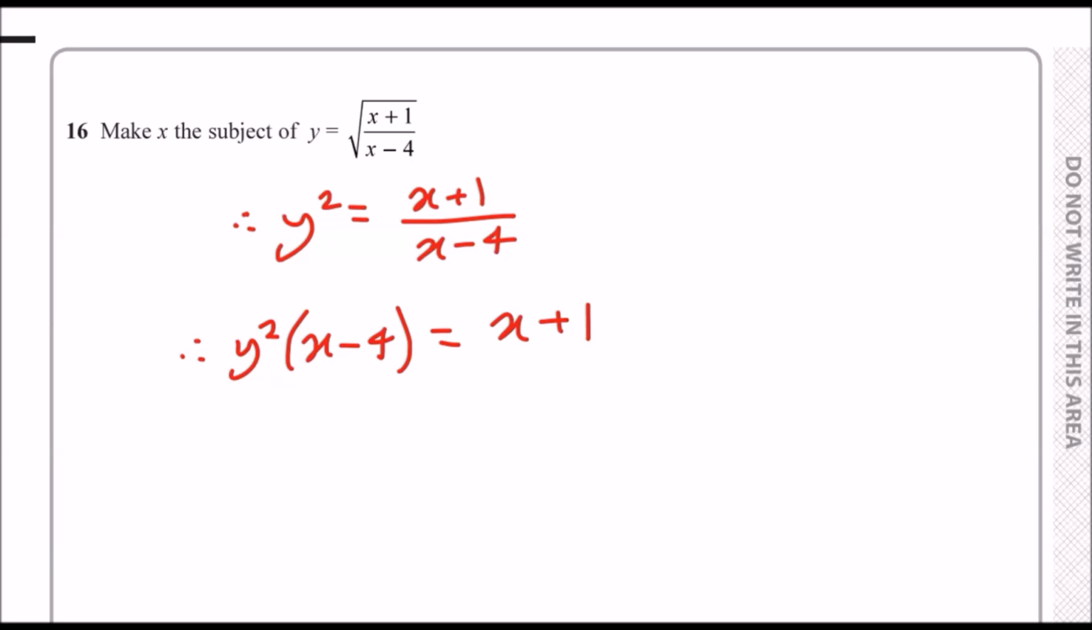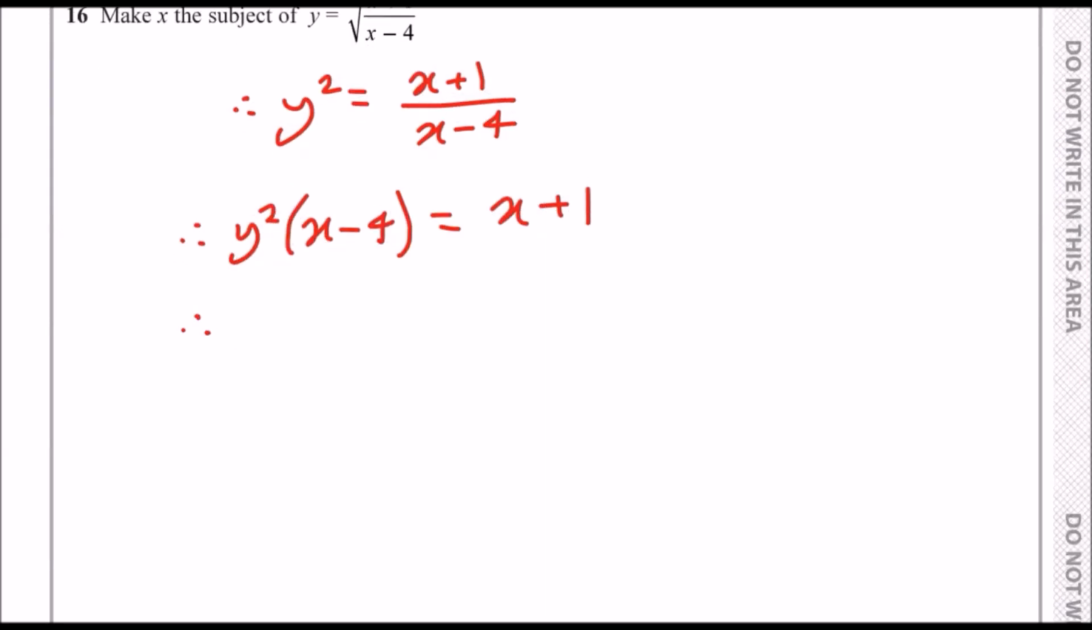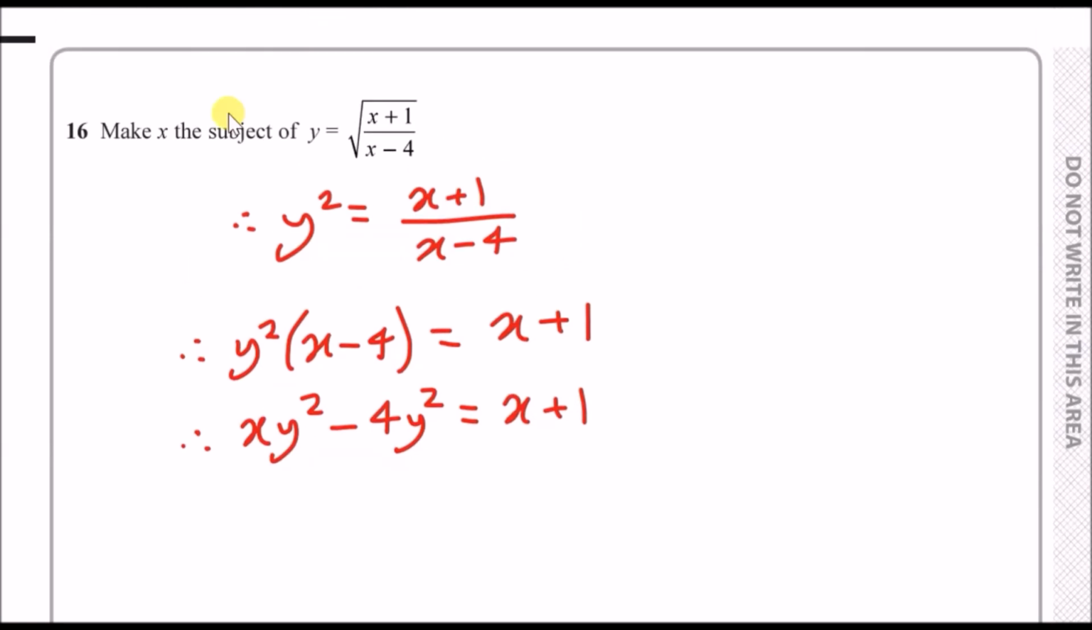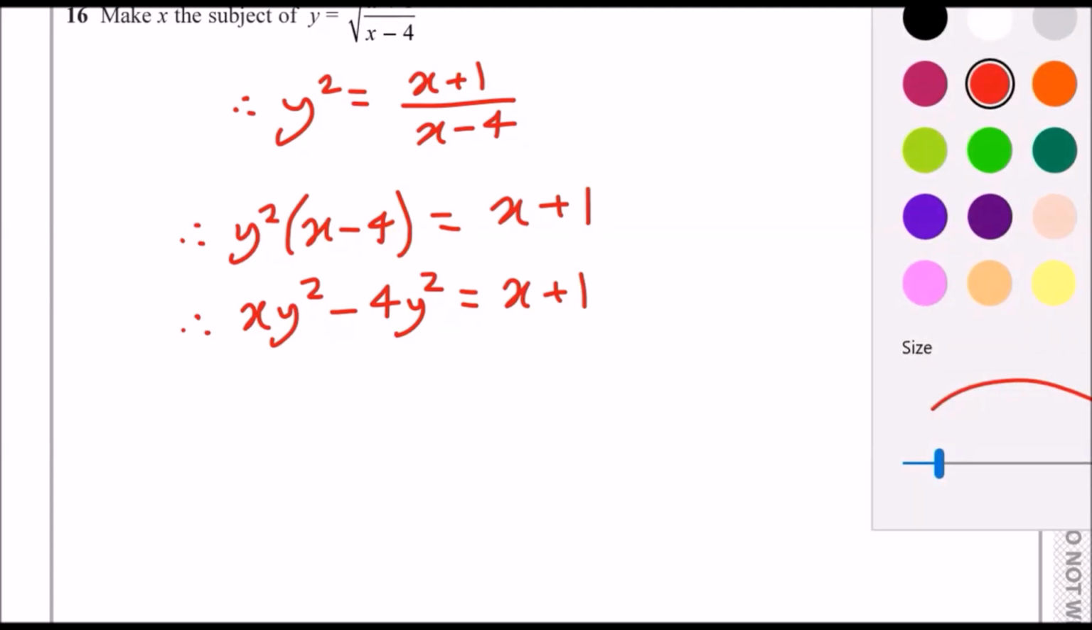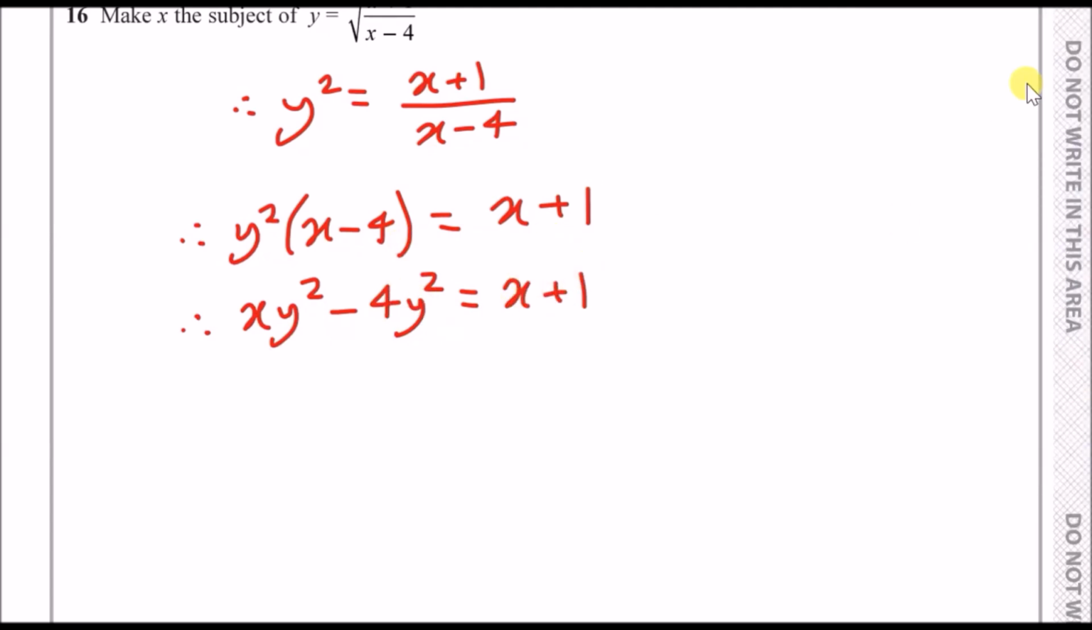Now let's go ahead and expand this. So we're going to now get y squared times x is xy squared, minus 4y squared, equals x plus 1. Now, because you want to make x the subject, we want to move all the x terms to one side and the non-x terms to the other. So for instance, we're going to move this x to the left, we're going to move minus 4y squared to the right. So to do that, we're going to add 4y squared and minus x. So we're going to have something like xy squared, take away x, equals 1 plus 4y squared.